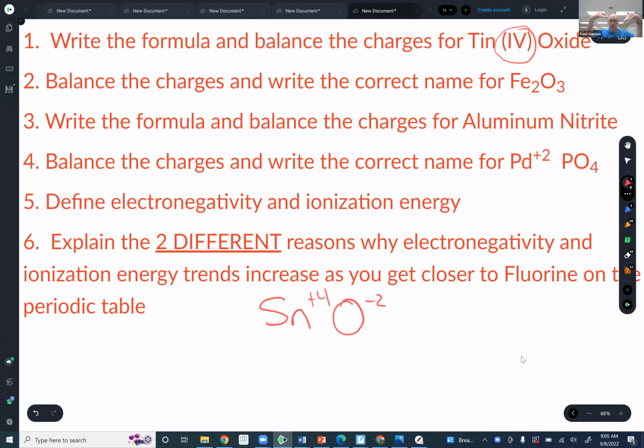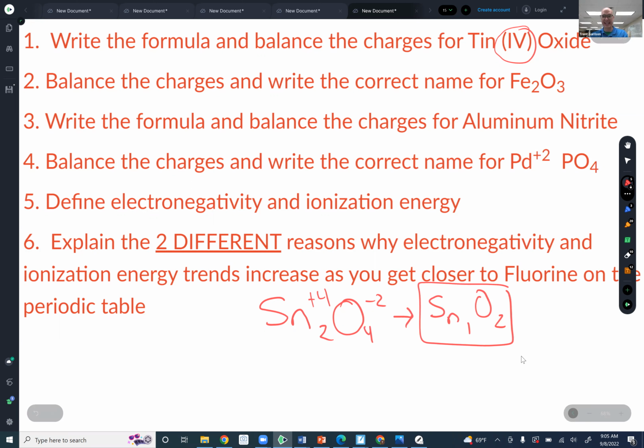You can use your periodic table to figure that out. You're going to have to do crisscross applesauce to see that it is a 2 and a 4. However, as we learned last time, you must always reduce these down to their lowest common denominator. So that's your balanced formula for tin(IV) oxide. Writing out the name is in reverse.